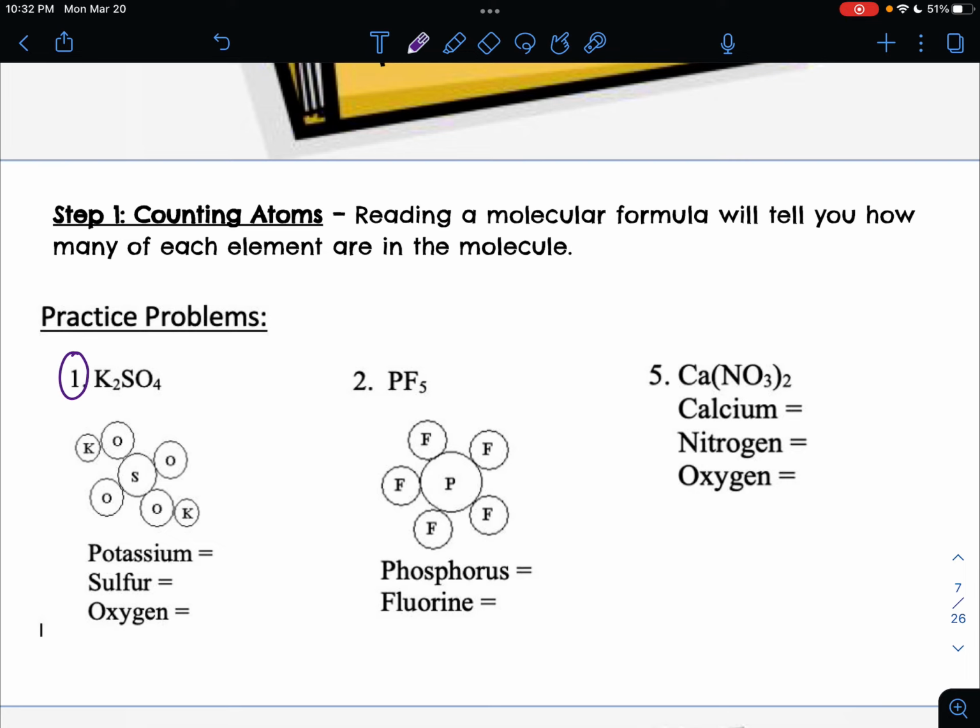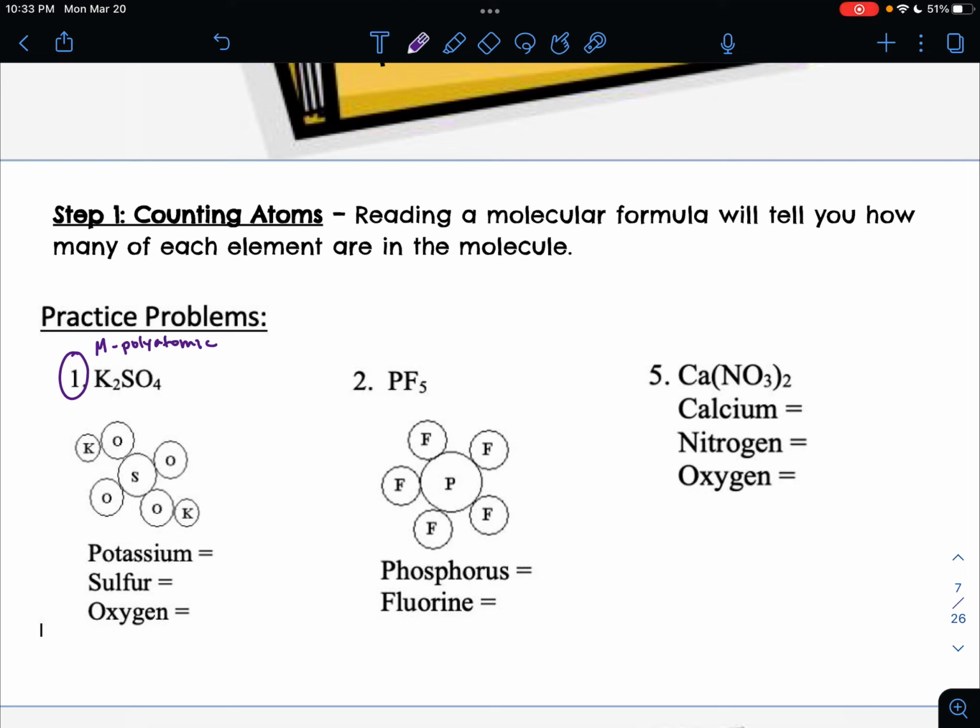We know that this is an ionic compound because it's made of potassium, which is a metal, and then we have sulfate, SO4, which is a polyatomic ion. That doesn't really have anything to do with counting our molecules, but it's good practice just to recognize these compounds for what they are. So all we're doing is literally counting how many of each element we have total.